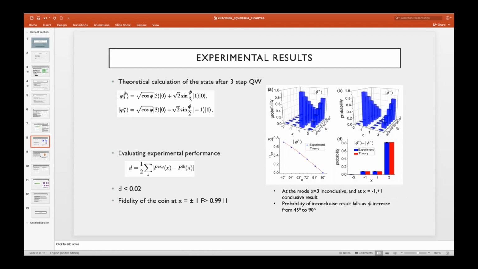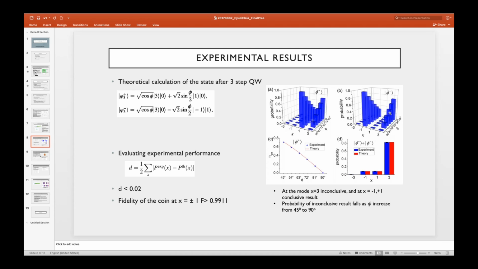If the state was initially phi plus, then the state after 3 walk is going to be like this. If the initial state was phi minus, the state after 3 walk is going to be like this. So if you do measurement on the walker, and you detect it at position x equals 3, then both have a probability of being detected there. So we can say the result is inconclusive. But if we detect it at x equals 1, we can for sure say that the initial state was phi plus. If we detect it at -1, we can for sure say the initial state was phi minus.